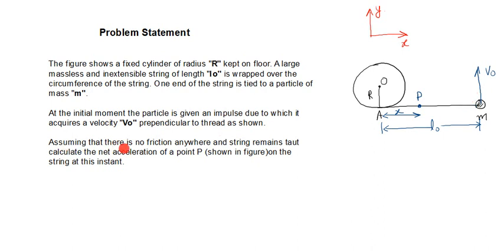Assuming that there is no friction anywhere and the string remains taut, calculate the net acceleration of point P shown in the figure on the string at this instant. So we have to assume that there is no friction anywhere, and we also have to assume that the string is inextensible and it remains taut. Using these assumptions, we have to calculate the net acceleration of the point P. Point P is at a distance x from the instantaneous point of contact.